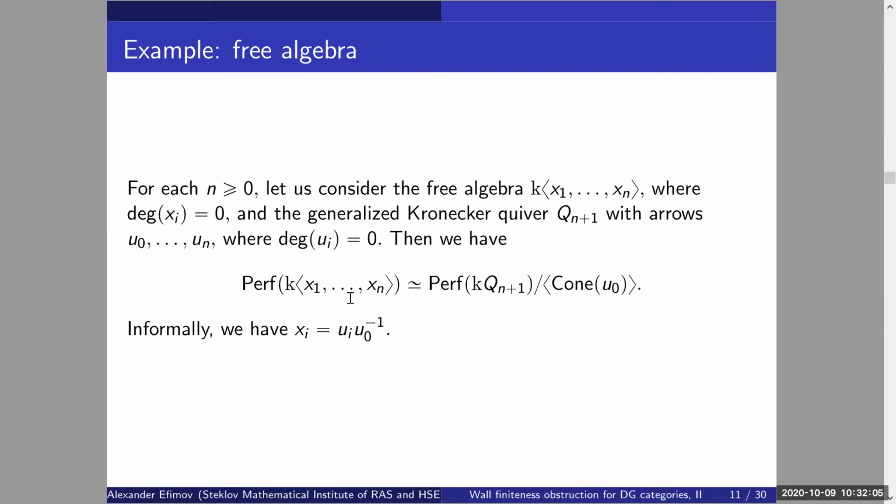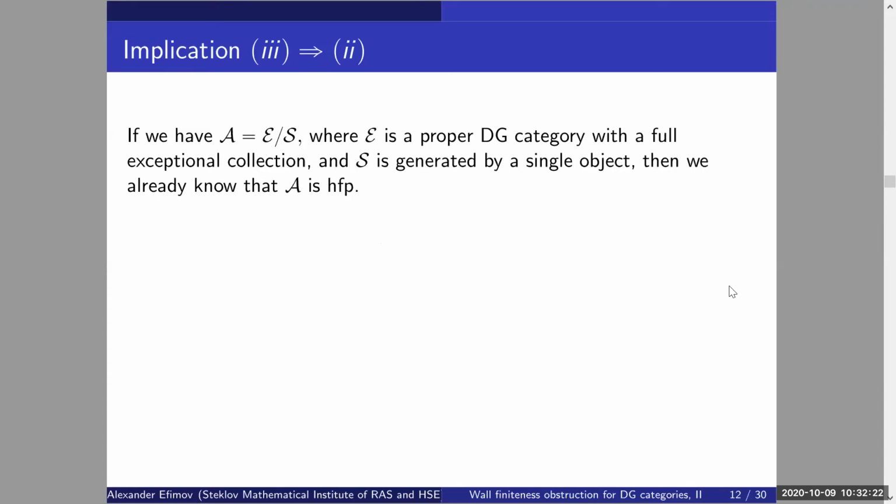And of course, the special case of this is n equals 1. And then we have just the affine line on the left, and we have P1 modded out by the skyscraper at infinity on the right. Okay, so this was the equivalence between 1 and 3. Now another easy implication is, for example, that 3 implies 2. Also, 1 implies 2 is also easy to check.